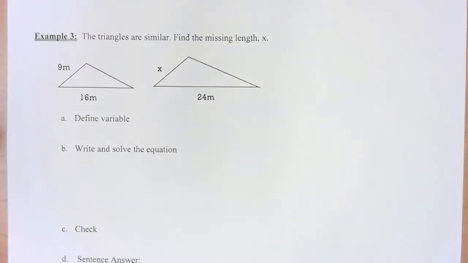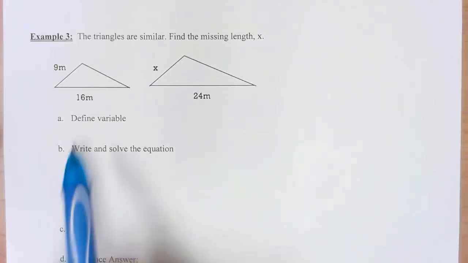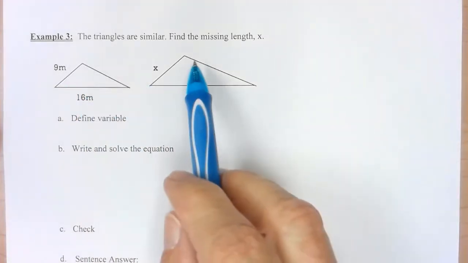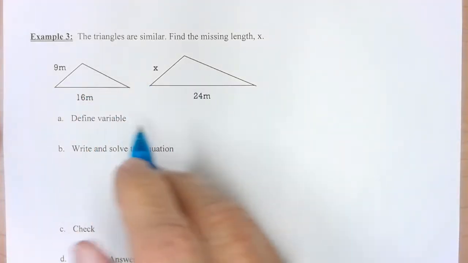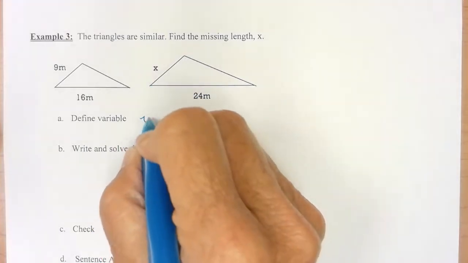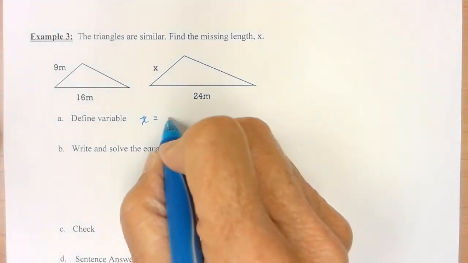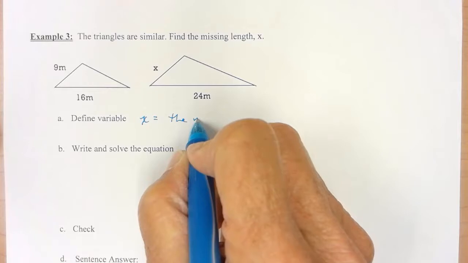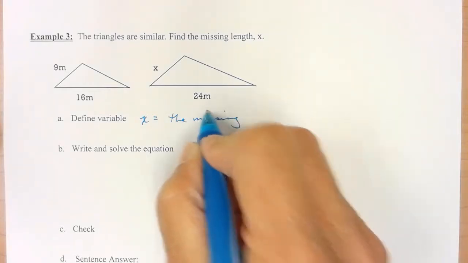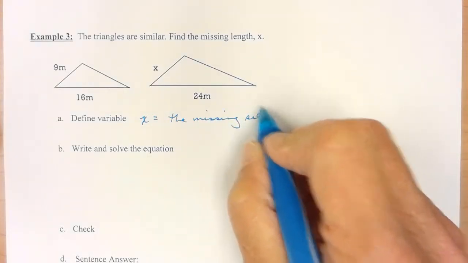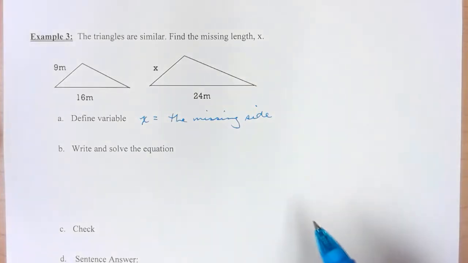In this one, we're going to be looking at similar triangles, and if triangles are similar, that means their sides are proportional to one another. Sometimes they'll give you a problem like we've got here. I have a smaller triangle and a larger triangle. To find the variable, well, the variable is x, and that's the missing side. I guess you could say the missing side of the biggest triangle if you wanted to.